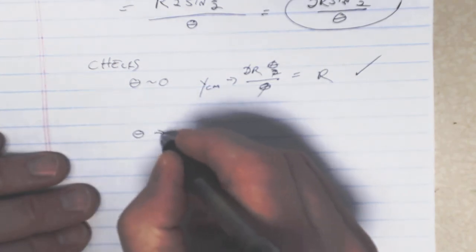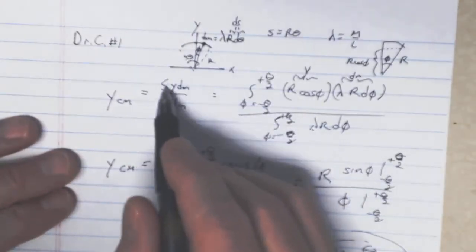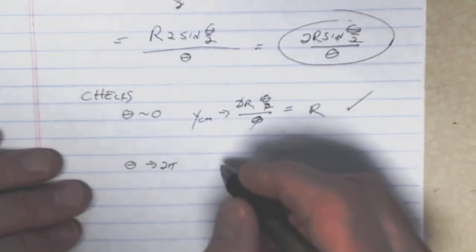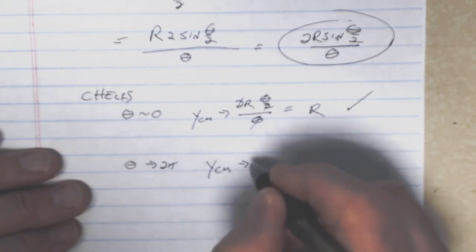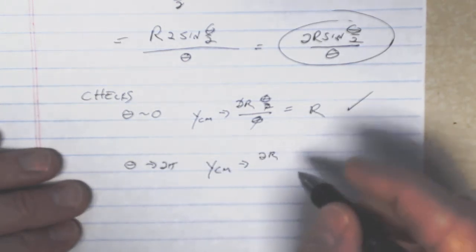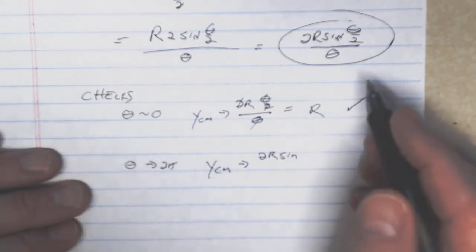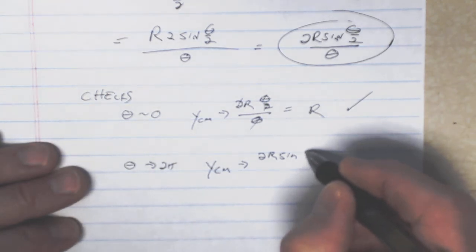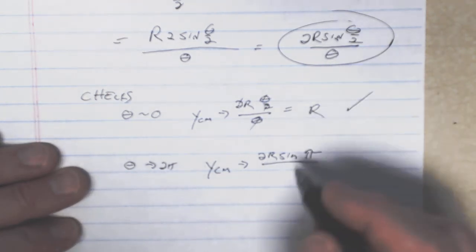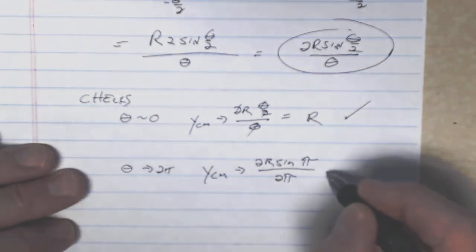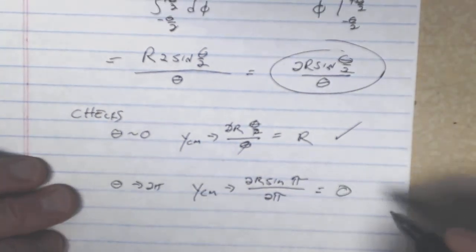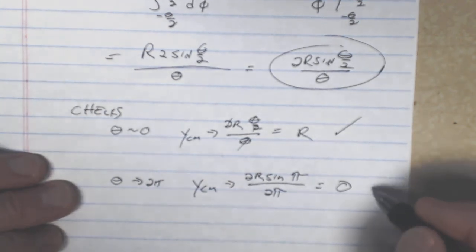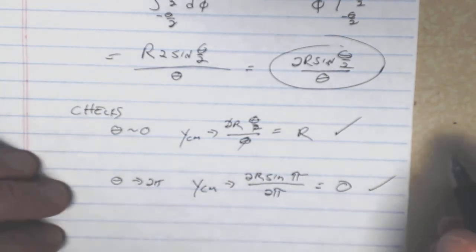Check, just as we expected, as though it were a point particle at that position. Okay, the other check that you're required to do is what happens as theta goes to 2 pi, which corresponds to a complete circle, and then from symmetry we know the center of mass should be at the middle. But what our formula tells us is that y center of mass goes to 2r sine of, well, theta over 2 is pi, so this is just sine of pi. And then it's divided by theta equals 2 pi. And the sine of pi is 0. And so again, we have the answer that we expect. And we've done our two checks, and we're done.